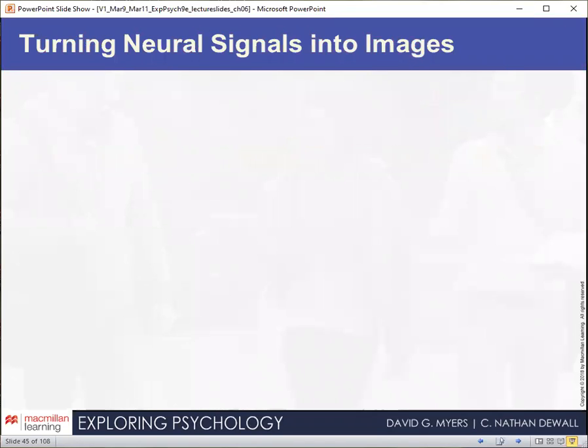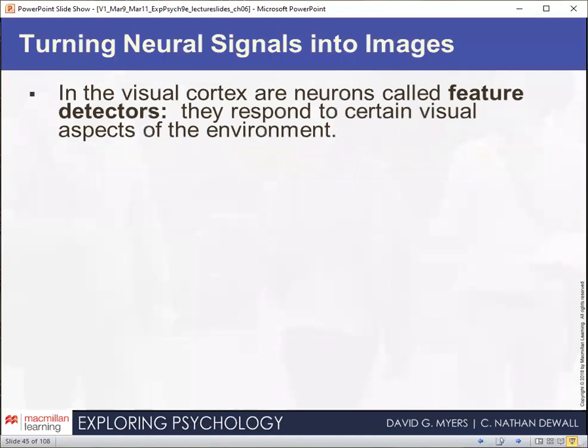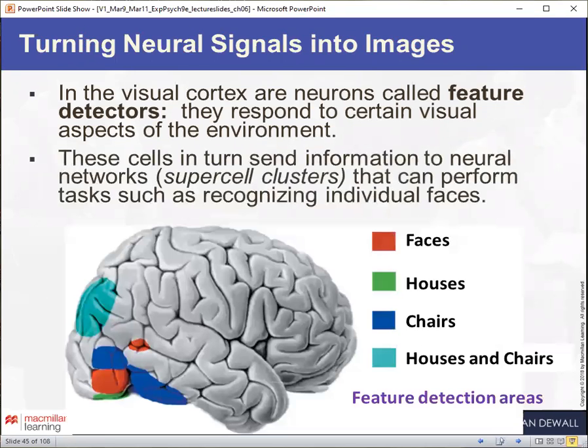So, turning neural signals into images. In the visual cortex are neurons called feature detectors. They respond to certain visual aspects of the environment. These cells in turn send information to neural networks or supercell clusters that can perform tasks such as recognizing individual faces, houses, and chairs.